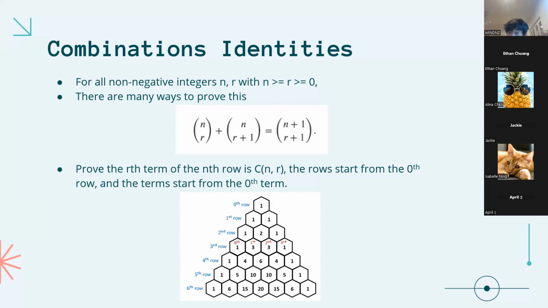The actual definition of Pascal's triangle that we're going to be using is that each term is the sum of the two terms above it. The zeroth term of the zeroth row is 1, and the zeroth and first terms of the first row are 1 and 1, and then the other terms are defined as the sum of the two terms above it. Then prove that this implies the rth term is n choose r.